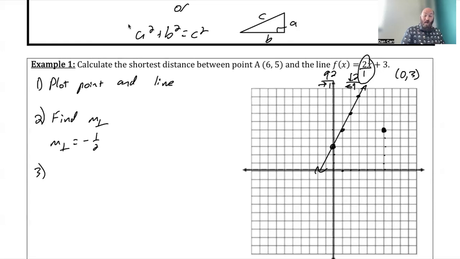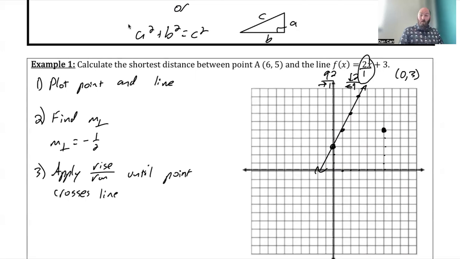Okay, for step three now, I'm going to apply rise over run until point crosses line. My point A right here that was given, I'm going to use the slope of, in this case, negative 1 over 2, which means I'm going to go up 1 to the left 2. And that's the only direction I want to go because I want to make a line that connects these two. So I don't care about going the other direction. So I'm going to go up 1, left 2, up 1, left 2.